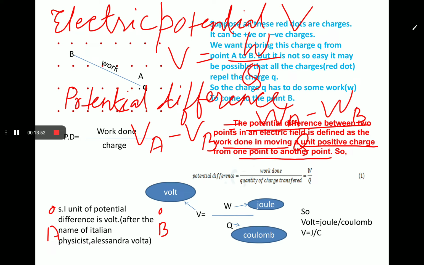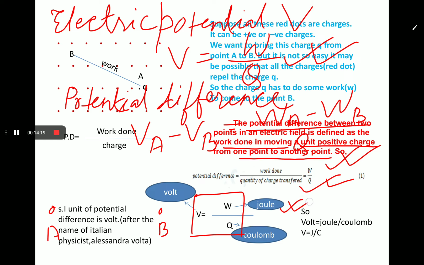So, if we do the calculation, we can use this or either this. Now, the formula becomes that potential difference is equal to work done by the quantity of charge transferred, or work done by charge. It can also be written in symbols as V is equal to W by Q. We know that the SI unit of work done is joule, and the SI unit of charge is coulomb.